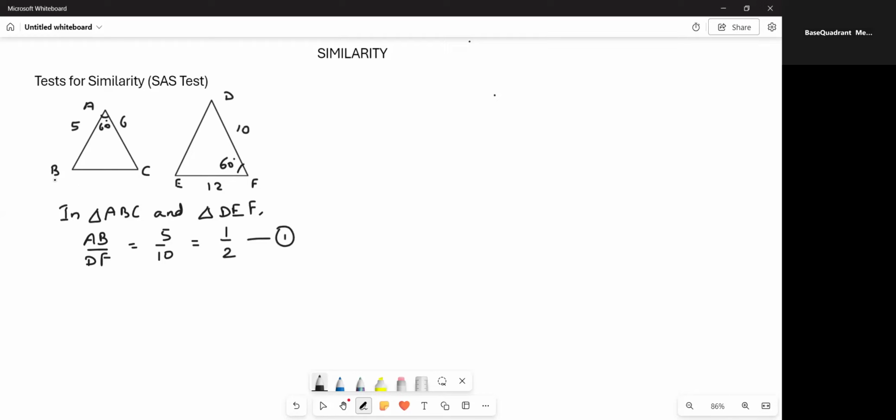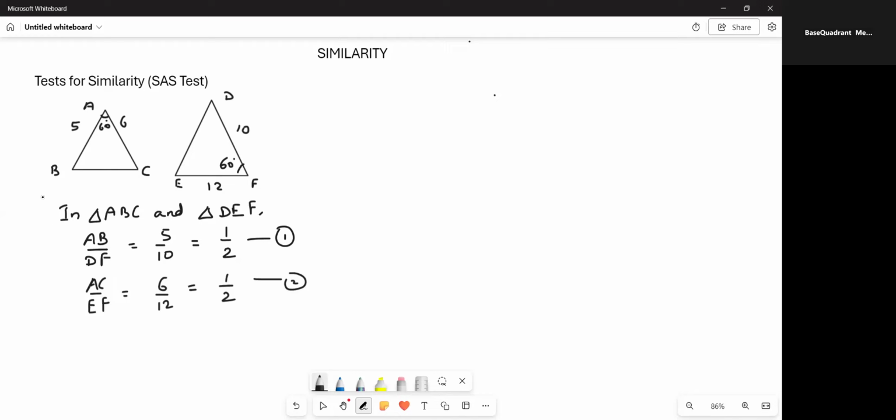Equation 1. Now take the ratio of the bigger sides here. Which are the bigger sides? 6 and 12. That is AC and EF. So take the ratio of the bigger sides. AC upon EF. AC upon EF is equal to 6 upon 12, which is 1 upon 2. So did you get the same answer? Yes. So the ratio values are the same.